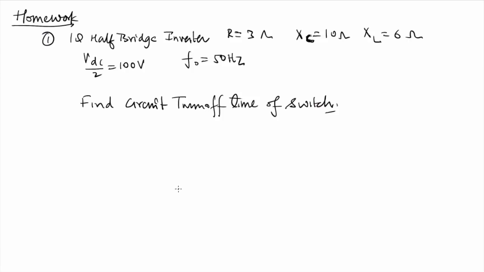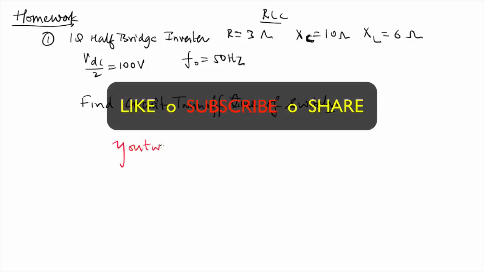So based on today's lecture, let us solve one homework. A single phase half bridge inverter, R is equal to 3 ohm, XC is equal to 10 ohm, and XL is equal to 6 ohm. This is the RLC type of load taken, and VDC by 2 is 100 volt, and the fundamental frequency f0 is given, equal to 50 Hz. Now you need to find the circuit turn off time of the switch. Find the circuit turn off time of the switch and write down your answer in the YouTube comments.